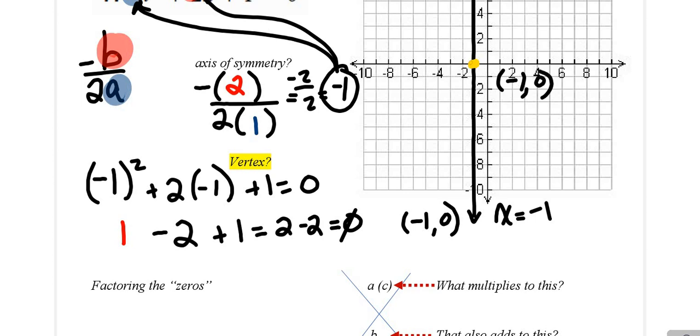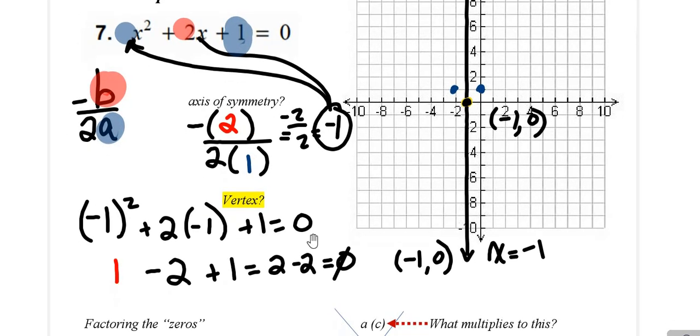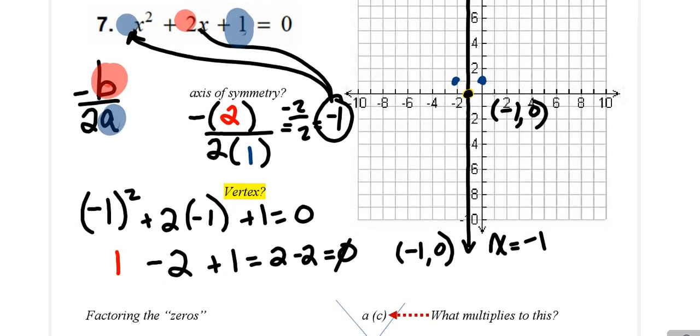Now, since it's sitting on the x-axis, we don't find the x-intercepts. What we can easily do is we already know our y-intercept is positive 1. So I go positive 1 over here, and then I mirror it over this. And I'm going to just choose one other point to the right. So I'm going to put in 1 and get an extra point there.